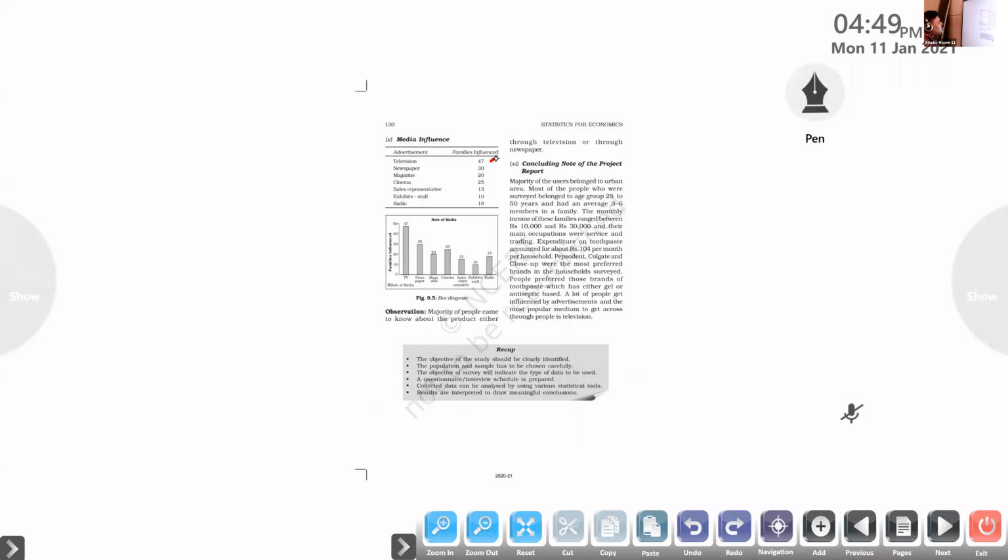Next one, concluding note for the project report. Majority of the users belong to the urban area. Most of the people who were surveyed belong to the age group 25 to 30, 50 years and had an average 3 to 6 members in a family. The monthly income of these families ranged between 10,000 to 30,000, and their main occupations were service and trading. Expenditure on toothpaste accounts for about 104 per month per household. Pepsodent, Colgate and Clorox were the most preferred brands in the household survey. People preferred those brands of toothpaste which are either gel or antiseptic based. A lot of people get influenced by the advertisement, and the most popular medium to reach people is television. So this is a project report.